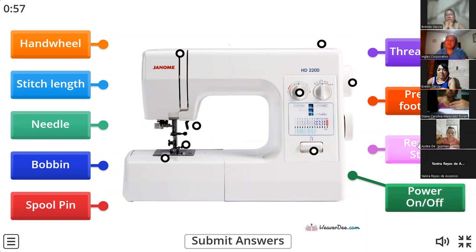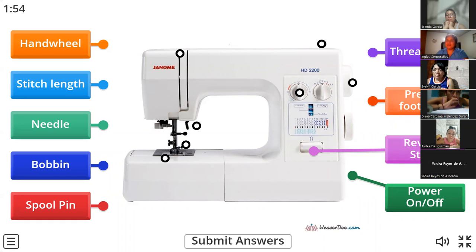Okay. What about the reverse stitch? Like a stitch. What is the reverse? Para darle de reversa? Stitch. Stitch mean puntada, okay? What kind of puntada do you have? That is the stitch. The reverse stitch, if you have one machine like this, is here. Okay, that is the reverse stitch.